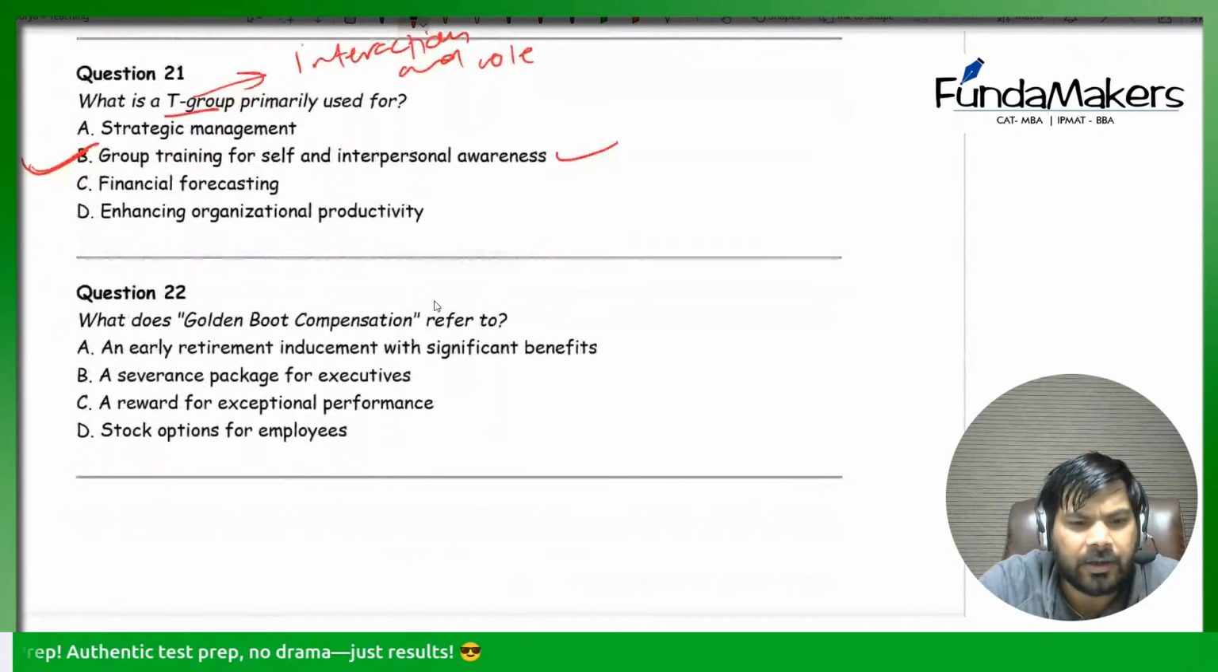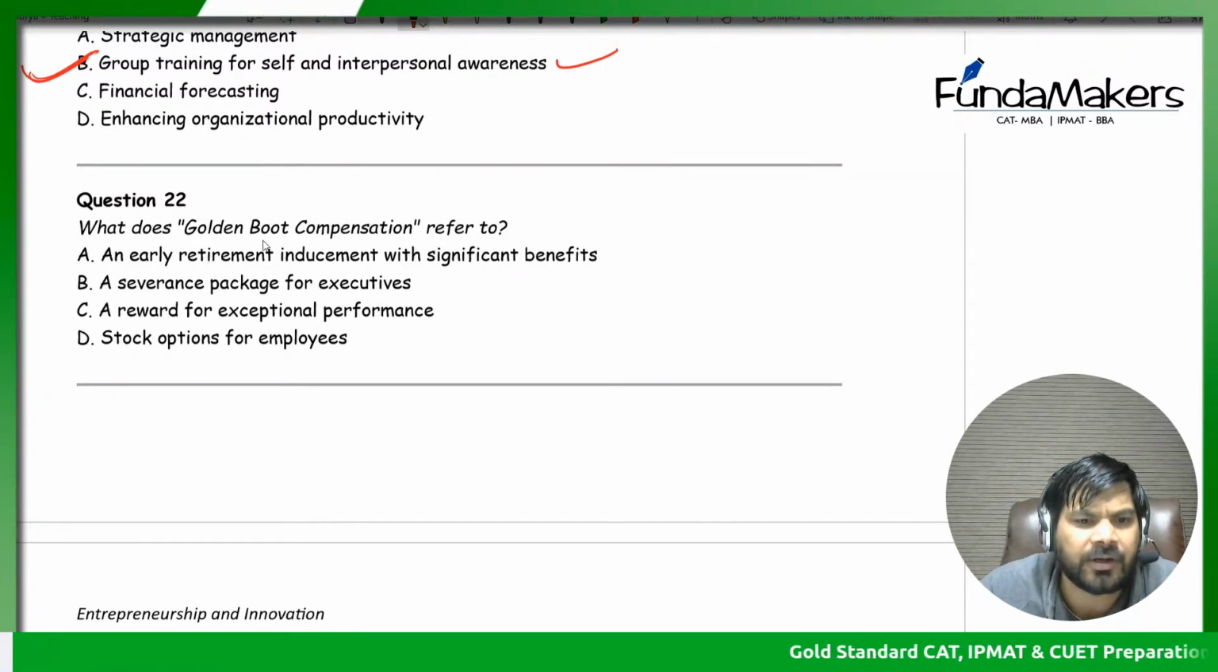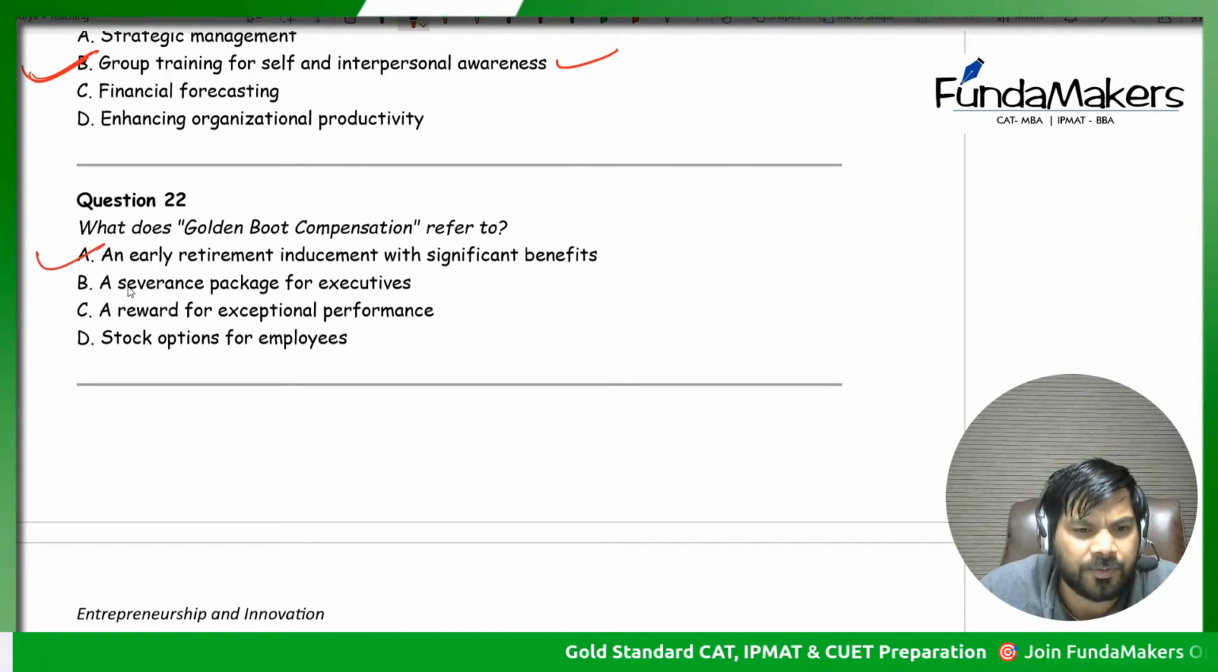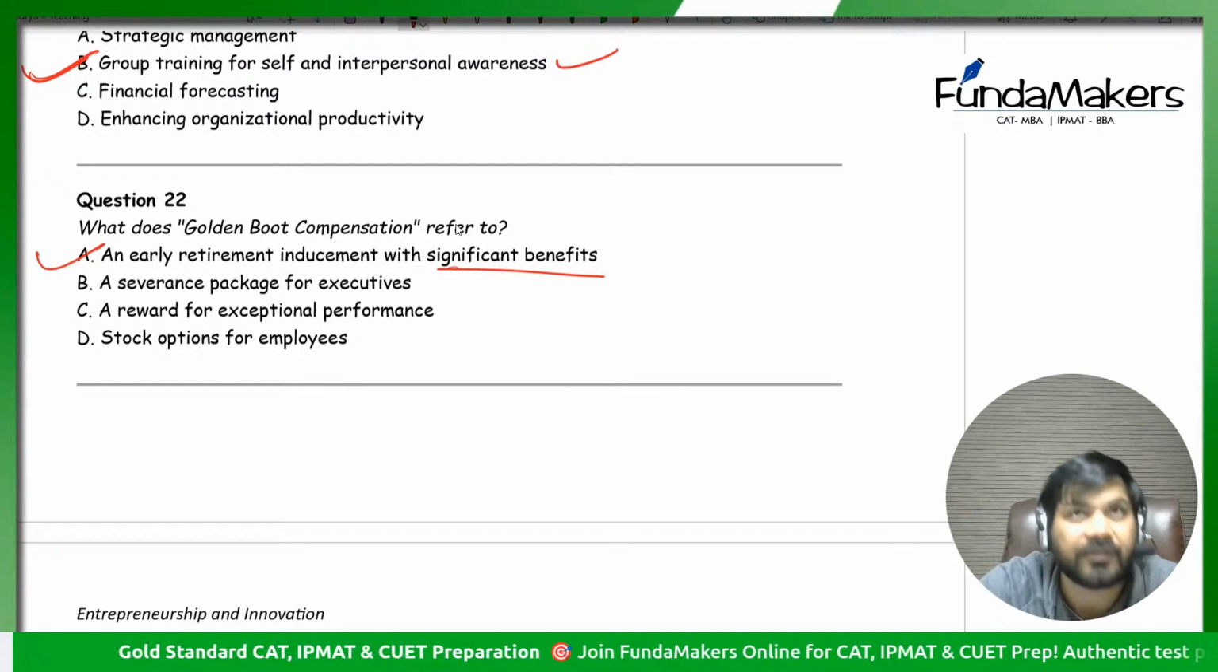All right. Golden boot compensation is referred to what? Golden boot compensation is for early retirements, VRS, right? Voluntary early retirement. So the correct answer should be A. An early retirement inducement with significant benefits.